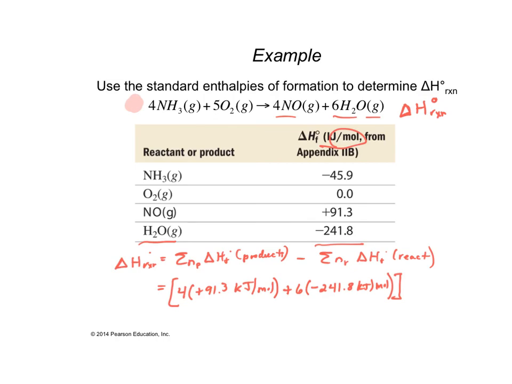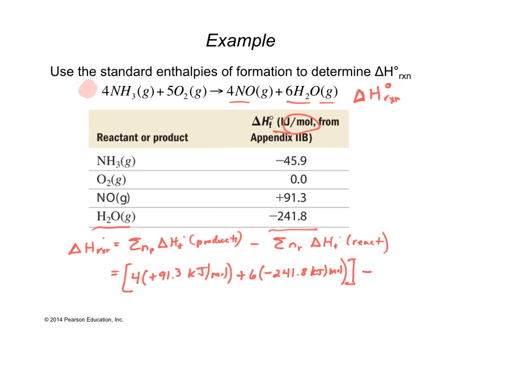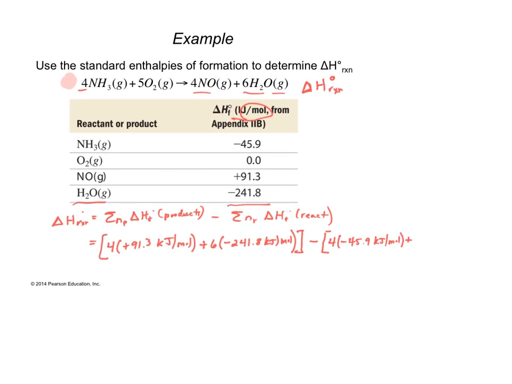Products are done. I'm going to subtract from that my reactants. Same exact thing. First reactant is NH3. There are 4 of them. NH3 has a value of minus 45.9. And I'm going to add to that the same thing for oxygen, right? What's the difference with respect to oxygen now? So there are 5 of them, but what is the value for the enthalpy of formation of oxygen, O2 gas? 0, right? Why is that? Because it's in its elemental form, okay? Anything in its elemental form has an enthalpy of formation equal to 0. You should know that and memorize that or do something with it.